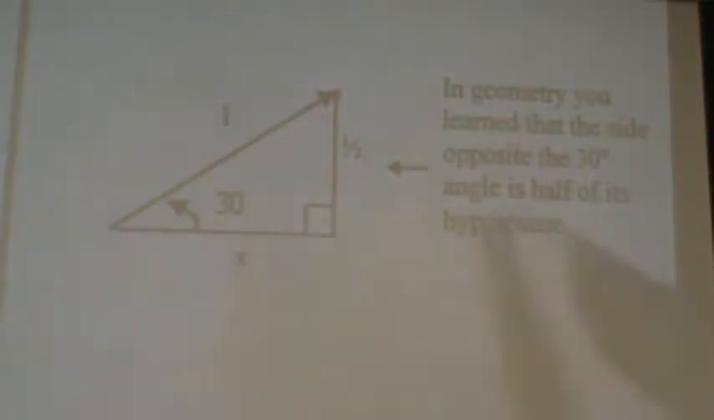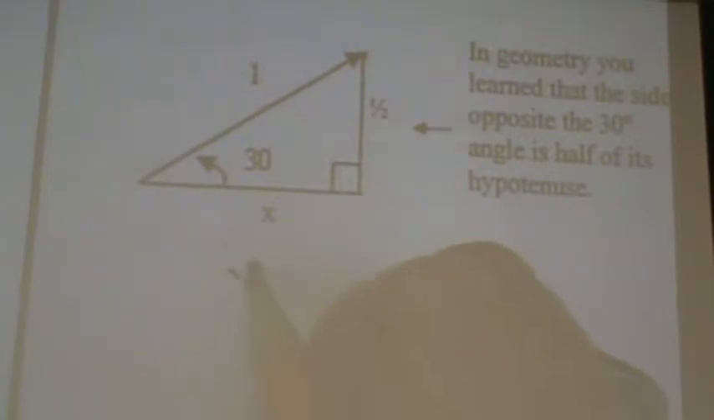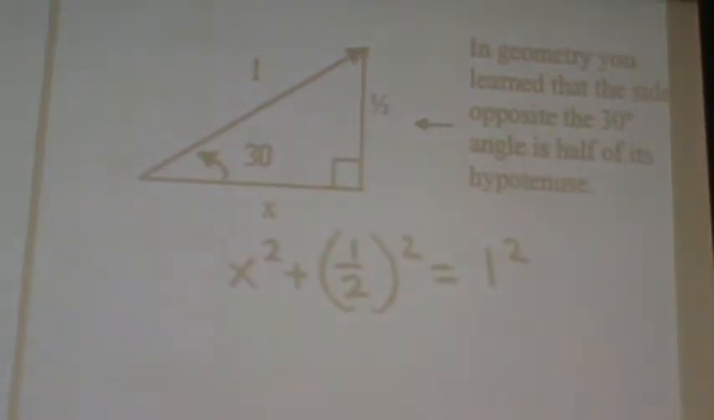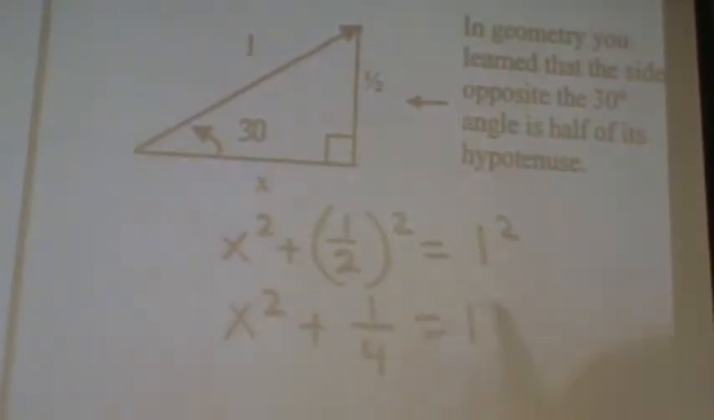The hypotenuse is 1. Well, let's go back to geometry. What did you learn? In geometry, you learned that the side opposite the 30 is half of the hypotenuse. So if we said the hypotenuse is 1, we know that the side opposite is half that measurement, so 1/2. How would we figure out what this side is? We're going to use the Pythagorean theorem. So it says if we square each of these legs, added them together, we get the hypotenuse squared. So this is going to be x squared plus 1/4 equals 1.